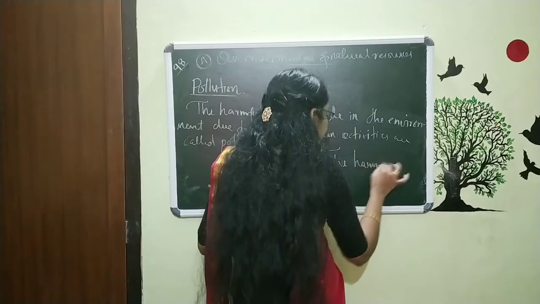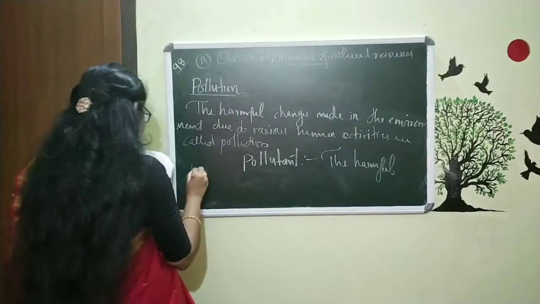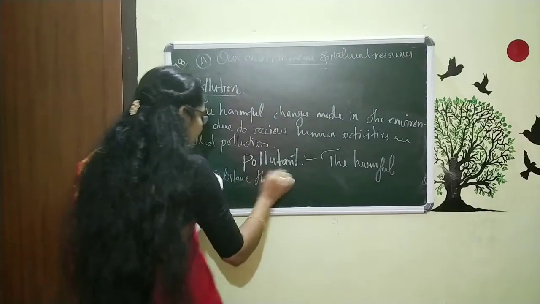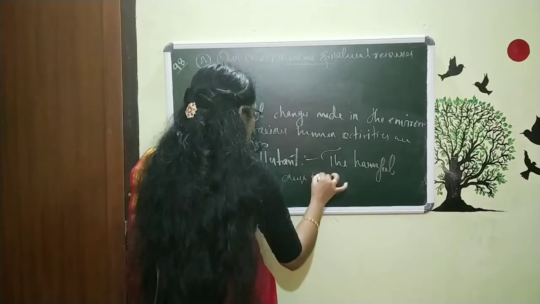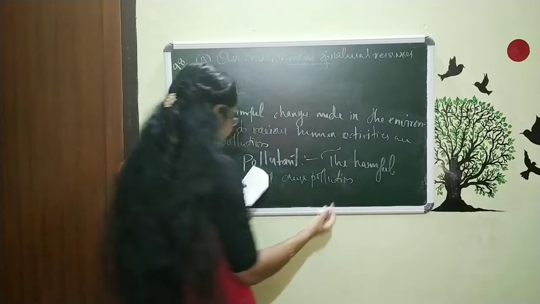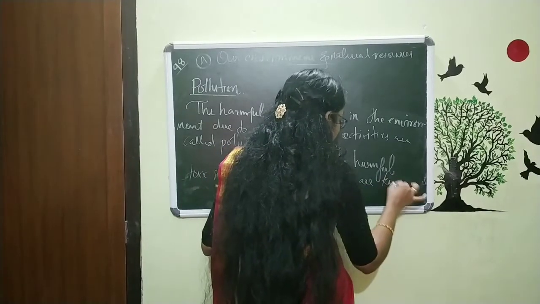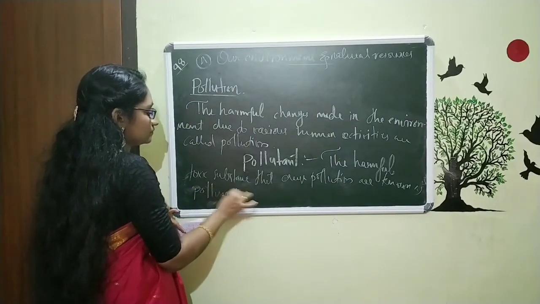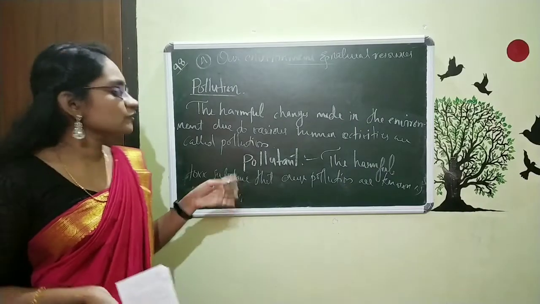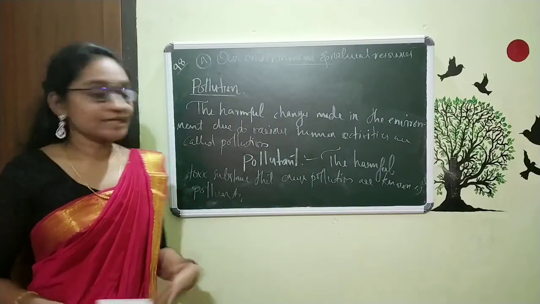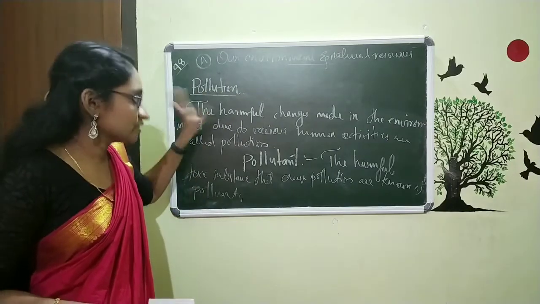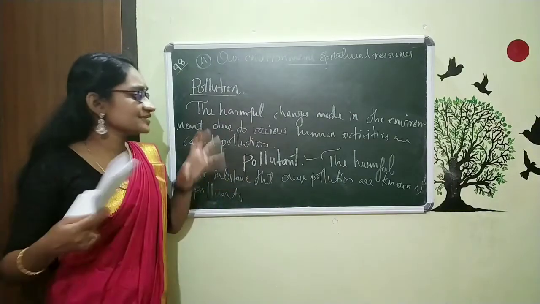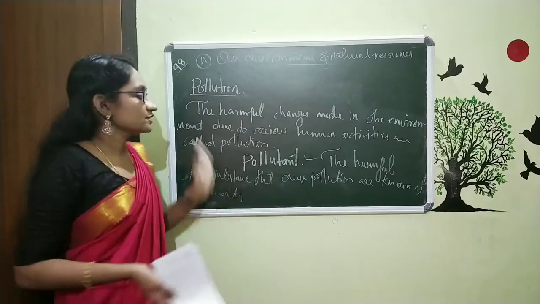The harmful, toxic substance that causes pollution is known as a pollutant. So what is a pollutant? A pollutant is some sort of harmful toxic substance that causes pollution. So we studied what is pollution. It is harmful change that is made on the environment by human activities. And the pollutant is the substance that causes pollution. So these are the two terms.